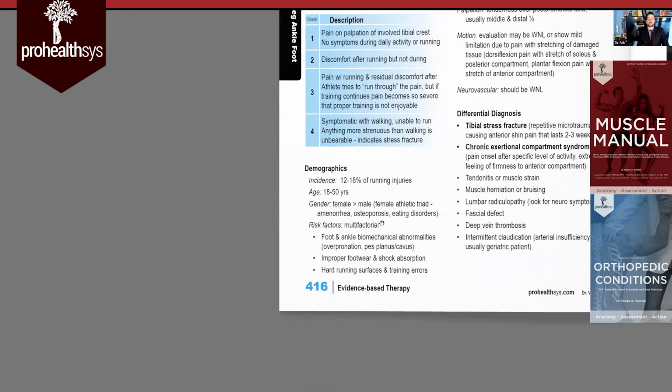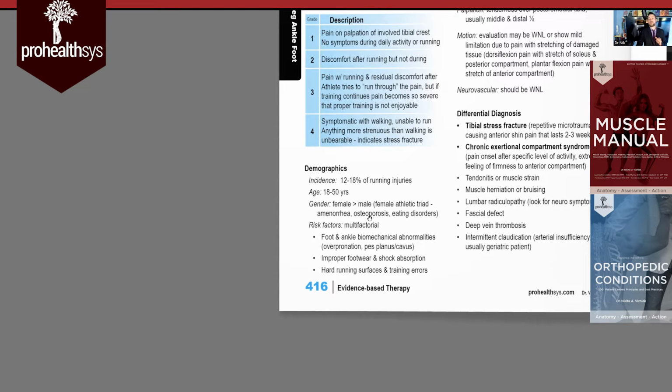So demographics, who gets this? 12 to 18% of running injuries. This is a very common condition. Peak athletic years, 18 to 50 typically. Gender, slightly greater in females. If you do see it in women, you'll often see it associated with the female athletic triad. So look for that amenorrhea, osteoporosis, and you can say an eating disorder or malabsorption disorder where they're not getting the nutrients in. Remember what is happening here in the female athletic triad is their body is so stressed that it's basically saying you cannot have kids right now and they become amenorrheic, right?